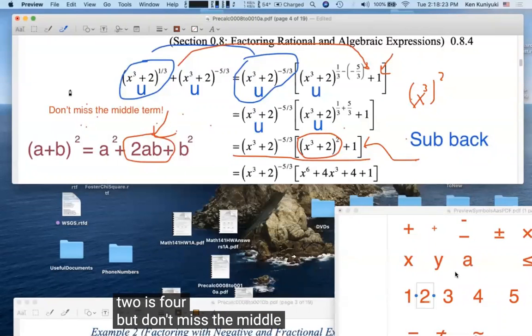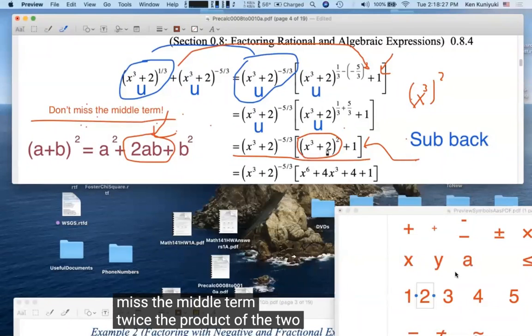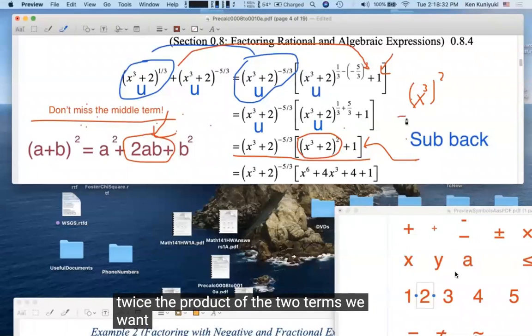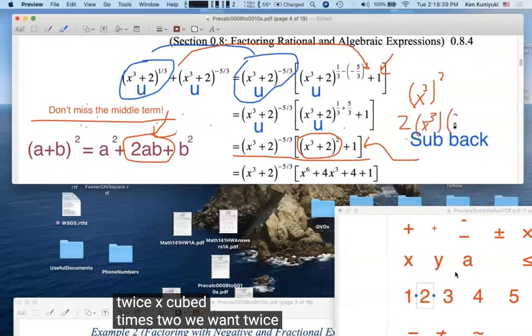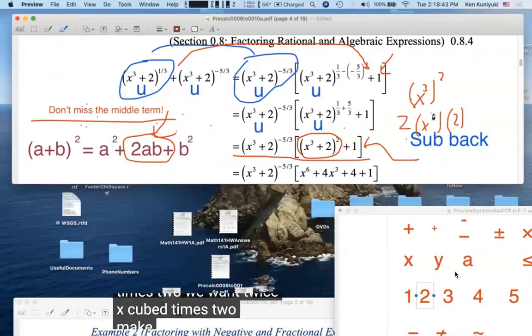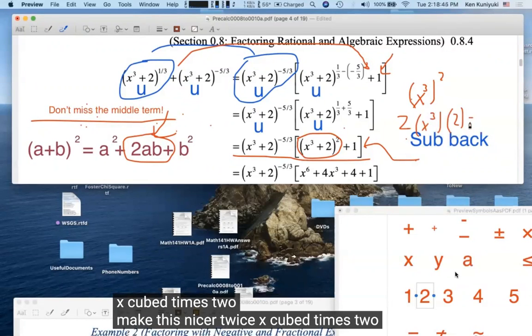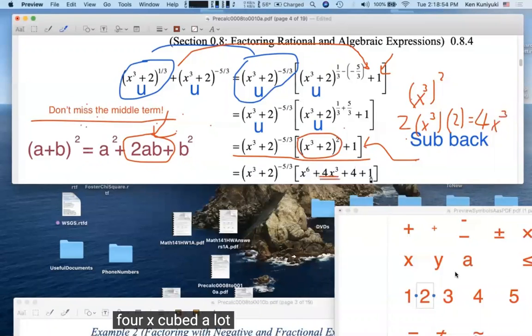But don't miss the middle term. Twice the product of the two terms, the 2ab term. We want twice x cubed times 2. That's going to be 4x cubed. A lot of students miss that.